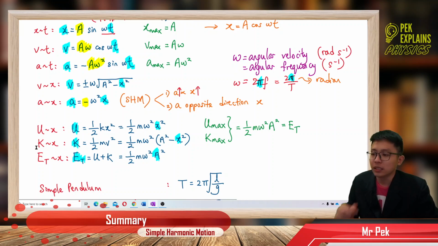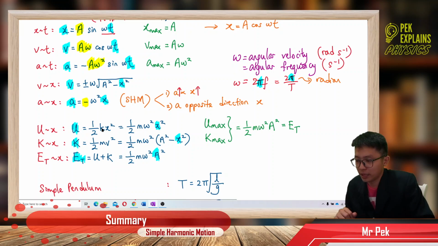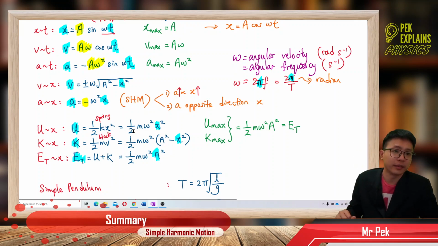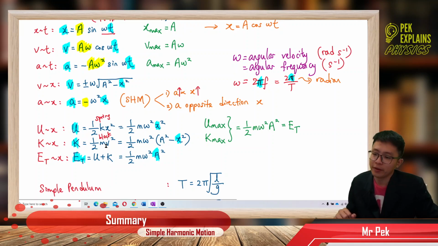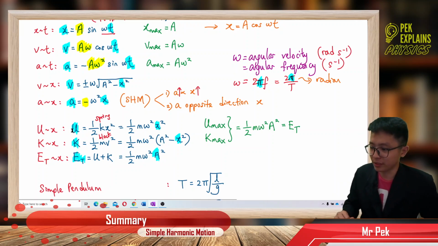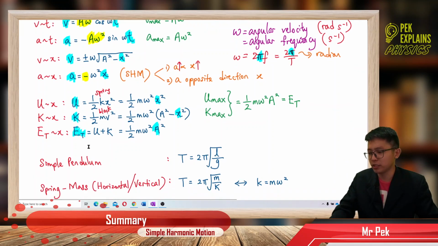The kinetic energy versus displacement: half kx squared is the elastic energy in the spring, and half mv squared is the block, which is oscillating, which is half m omega squared times (a squared minus x squared). Both of their maximum values are equal to the total energy, which is half m omega squared a squared. Okay? So that's all about the energy. Total energy is U plus K.